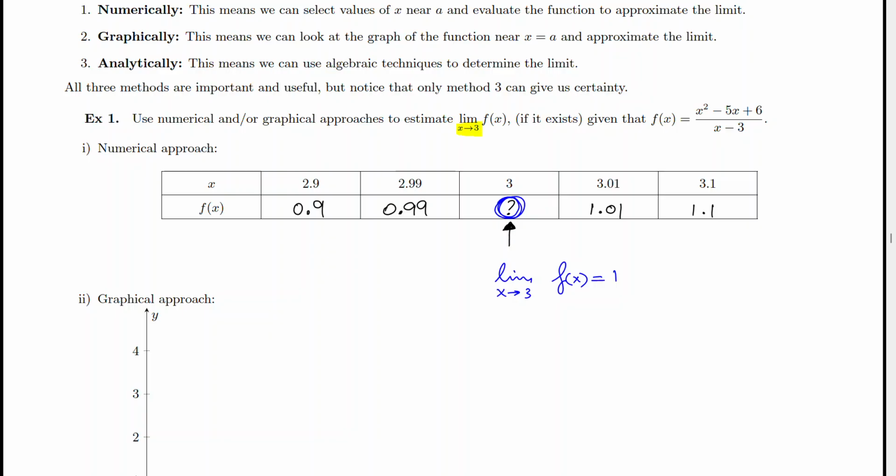And that's basically the end. That's how you do the problem with the numerical method. You just plug the numbers into the function, and you plug in enough numbers until you see some kind of pattern.